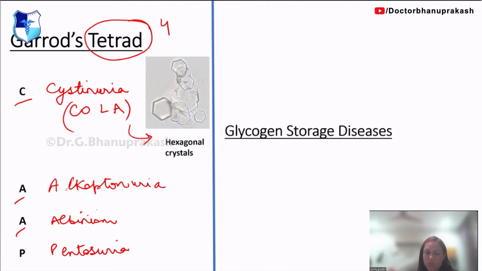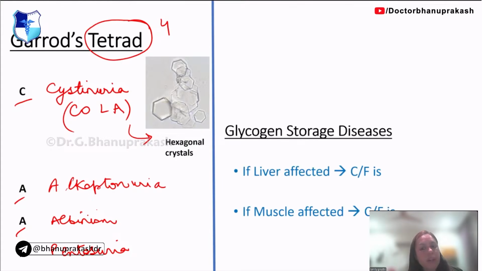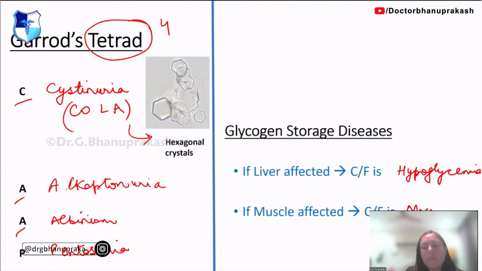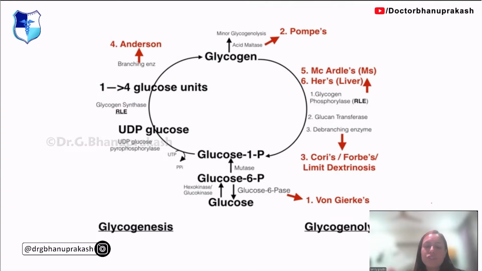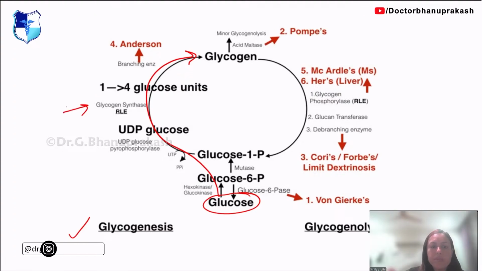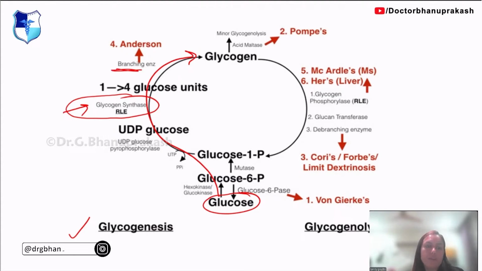Then glycogen storage diseases. If it's a liver glycogen storage disease, clinical feature is hypoglycemia, right? If it's a muscle glycogen storage disease, then muscle cramp or exercise intolerance, pain in muscles, right? Very simple. So this is a chart of glycogen. Left side glycogenesis, synthesis from glucose to glycogen. Rate limiting enzyme is glycogen synthase. Branching enzyme will make alpha 1,6 bond.